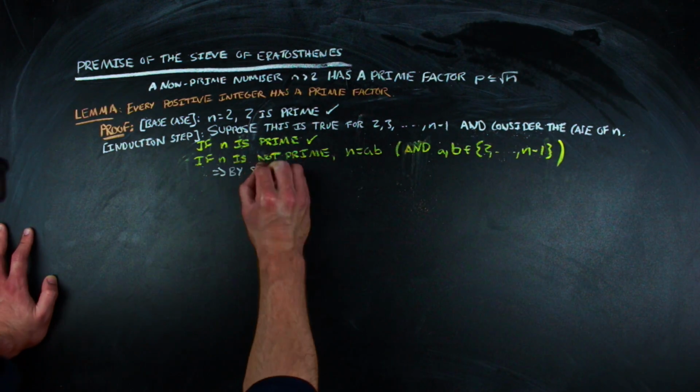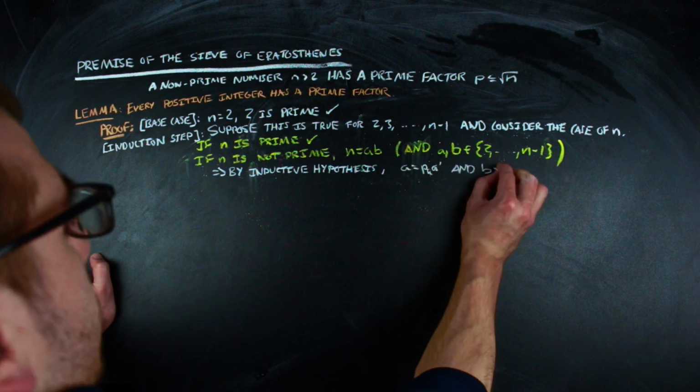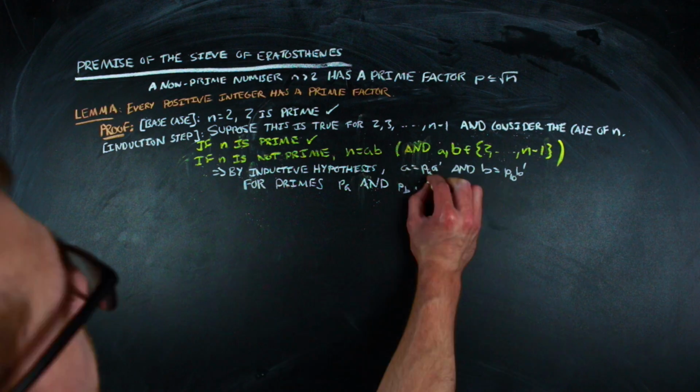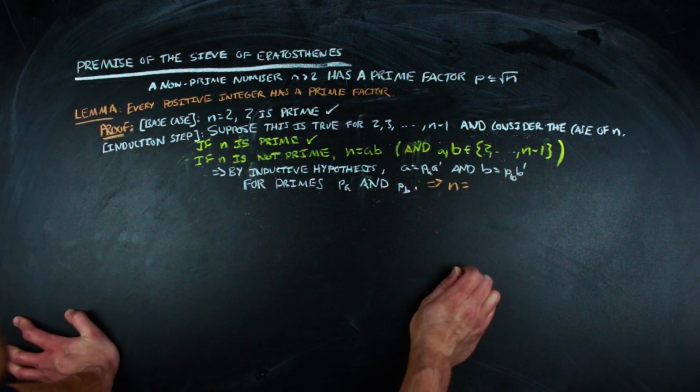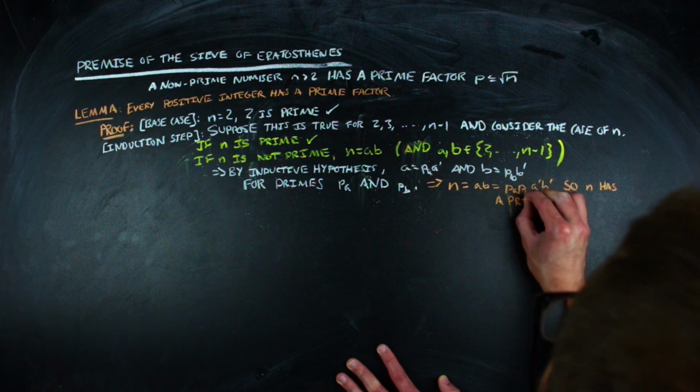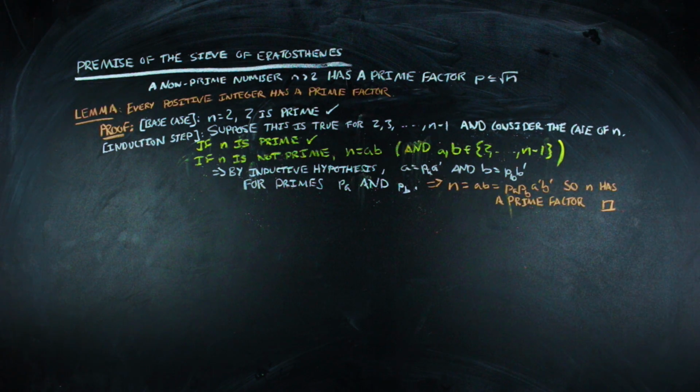If not, n factors into two numbers a and b, both of which are in the set 2 all the way up to n minus 1. So a and b have prime factors by the strong induction hypothesis. So n must also have a prime factor, and we're done with the easy part. Now this is the point where things can get a little bit tricky if you're not keeping track of all of the mathematical modifiers that are floating around with our numbers.